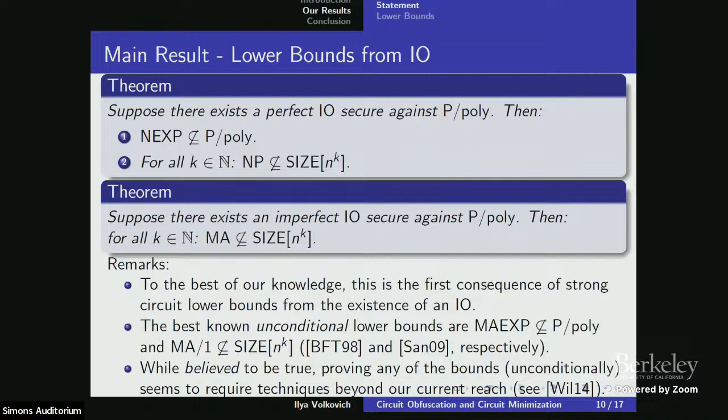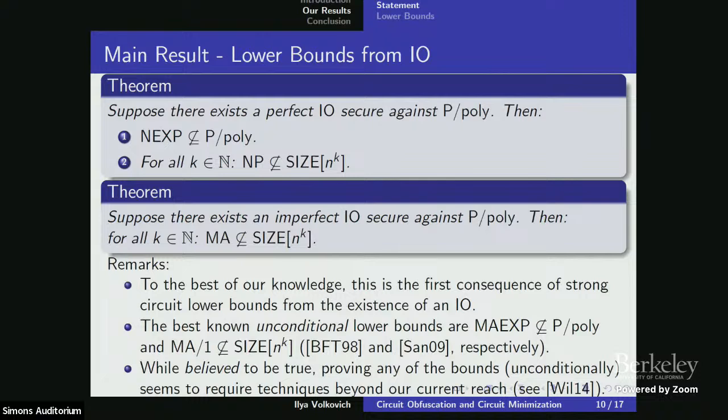Questions? Yes. You get more mileage if you have some exponential security for the IO. We didn't actually look at this. I suspect you can get some kind of a parametric thing, and I suspect you can get more. I would say yes, but we didn't actually look at that to formulate it.